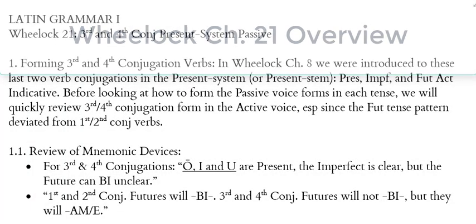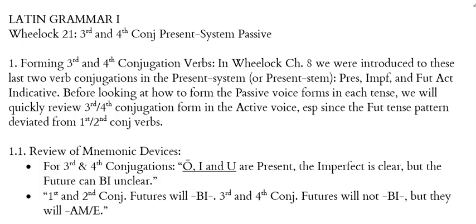In Wheelock chapter 21, we're going to cover the present system passives for third and fourth conjugation. We've already looked at first and second conjugation passive forms in the present system and the perfect system using the present stem and perfect stem. So now we want to tackle third and fourth conjugations here.